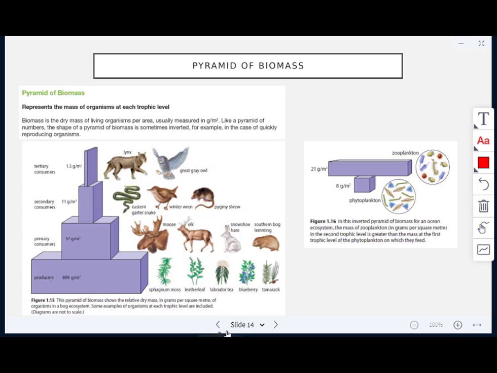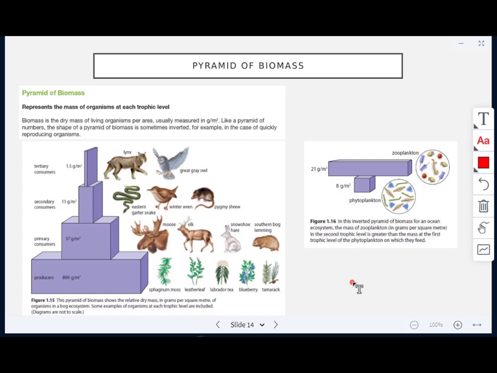So this is an upright diagram of a pyramid of dry mass. But again, it can be inverted, just like we saw in the pyramid of numbers. A pyramid of biomass can sometimes be inverted as well. And again, an example would be in the case of quickly reproducing organisms. So here's an example of an inverted pyramid of biomass.